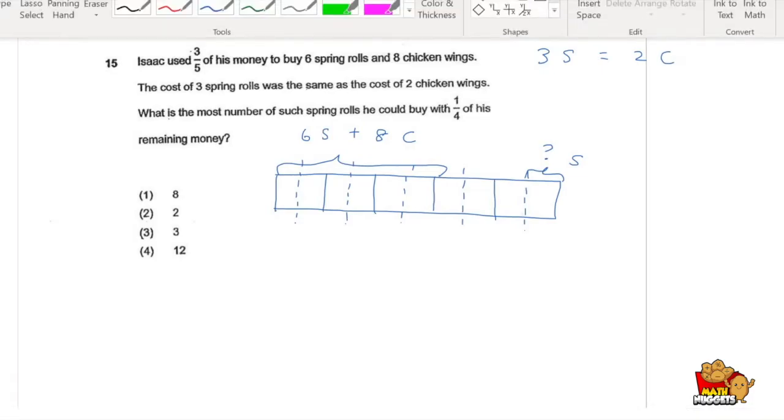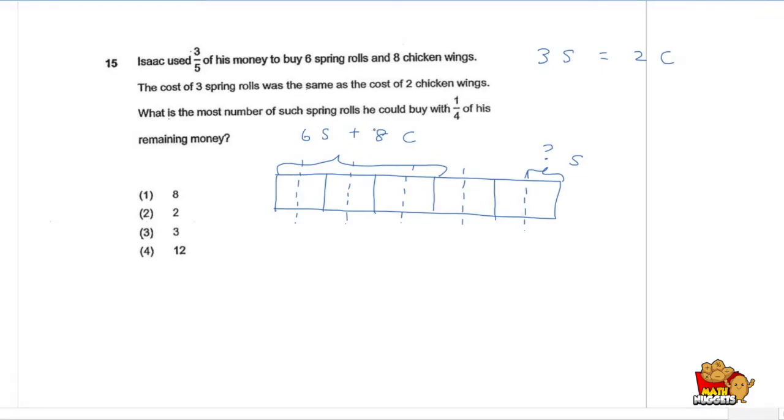Now I will want to convert my chicken wings into spring rolls. Okay, so if 2 chicken wings equals 3 spring rolls, how about 8 chicken wings? How do I get 8 chicken wings? 2 times 4, and I will multiply by 4 the other side as well. So which means 12 spring rolls will be equal to 8 chicken wings.